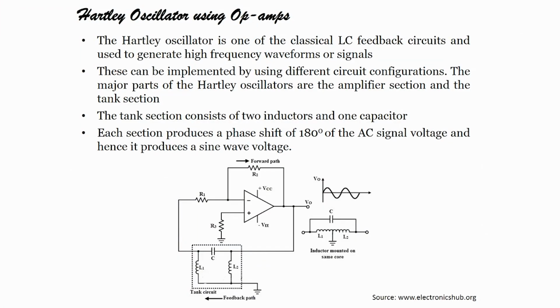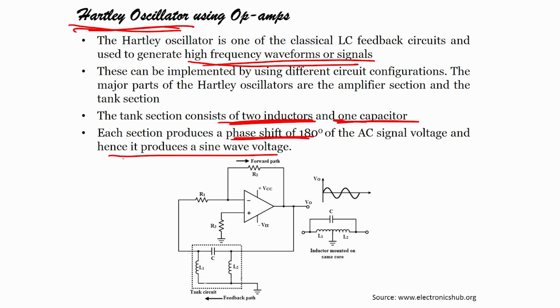The Hartley oscillator is one of the classical LC feedback circuits and is used to generate high frequency waveforms or signals. This can be implemented using different circuit configurations. The major parts of the Hartley oscillator are the amplifier section and the tank section. The tank section consists of two inductors and one capacitor, that is your Hartley oscillator. Each section produces a phase shift of 180 degrees of the AC voltage and hence it produces a sine wave. So, this is the tank circuit, you can see two inductors, one capacitor.